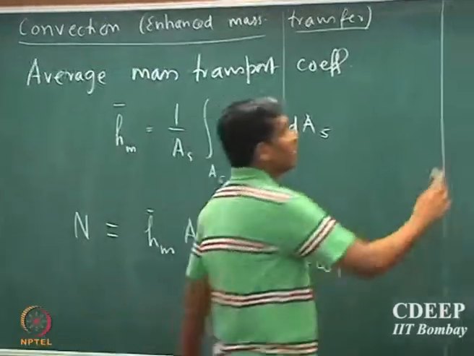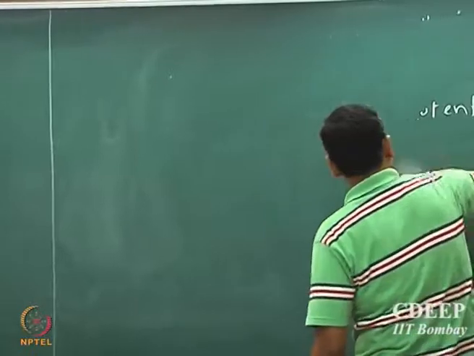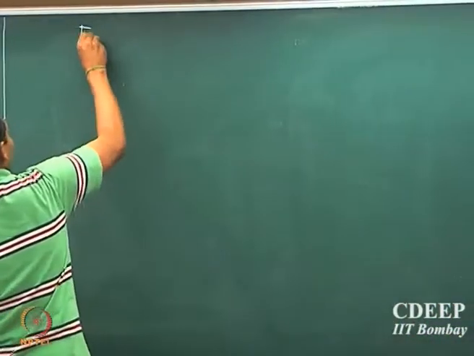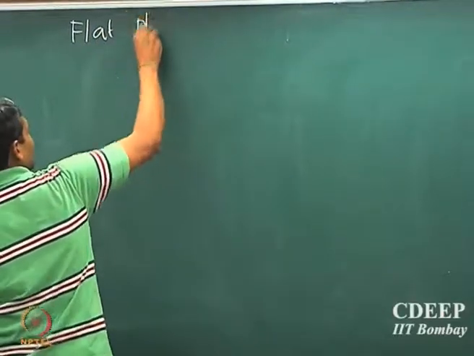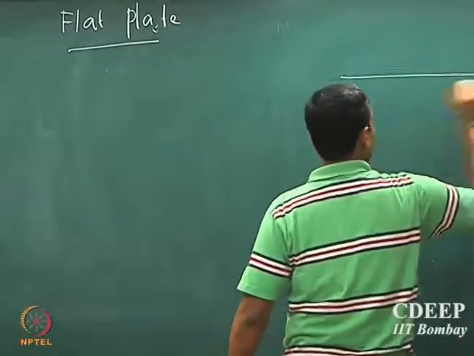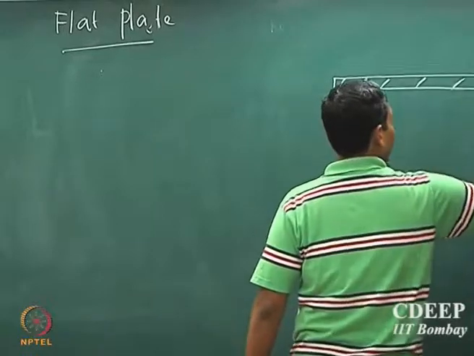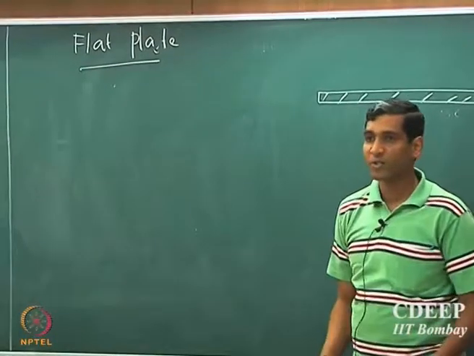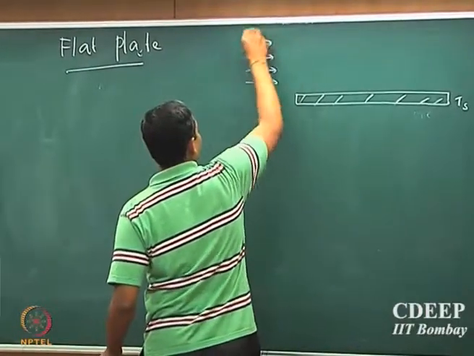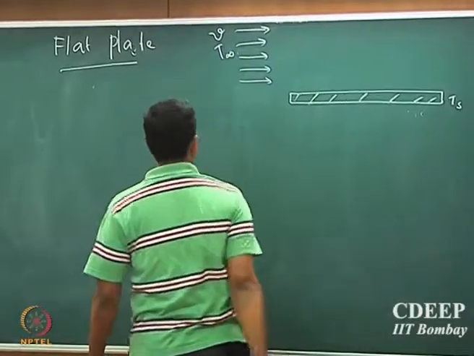Alright, so suppose we take a flat plate. Okay, so we have a flat plate, and let's say it's maintained at some temperature Ts, and we have fluid flowing past this flat plate at, let's say, velocity v and temperature T infinity.